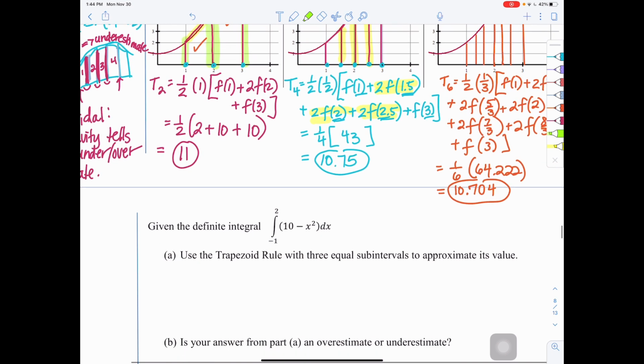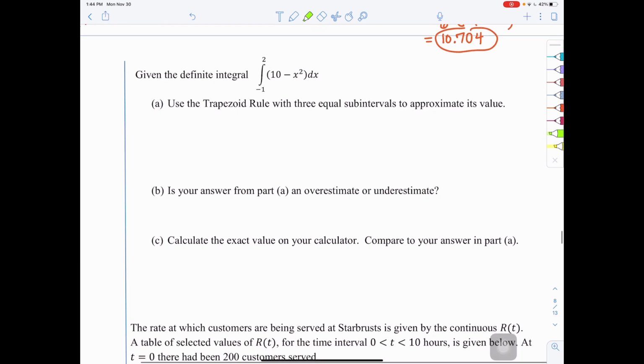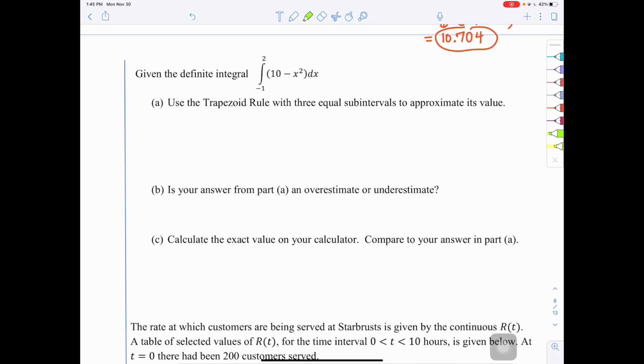So let's look at this next example. Given the definite integral from -1 to 2 of 10 minus x squared dx, our integrand is this function. So what this really is, is the area under the f of x equals 10 minus x squared curve from x equal to -1 to x equal to 2. That's really what this is, and it's the actual area because remember that integral uses infinitely many, okay?